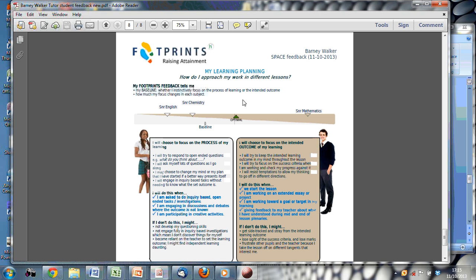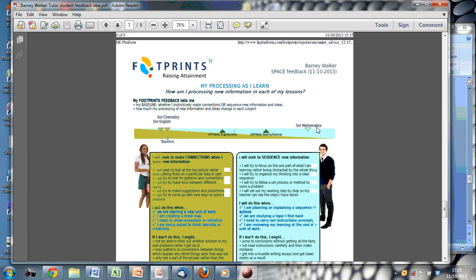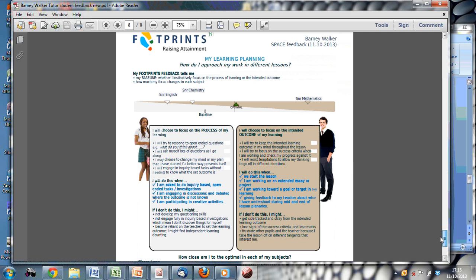Now, we also see that in mathematics, as opposed to chemistry and English, Barney adopts a very outcome-focused mindset when he's engaging with maths. Now that again is interesting. We've noticed that Barney in fact tends to adopt a slightly different position in some of the other factors. We saw that in Barney's processing here, that maths was an outlier over here. A picture's beginning to emerge actually. Perhaps Barney doesn't find maths so easy. He seems to adopt a very different posture.